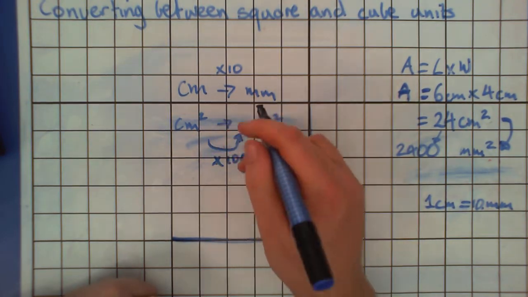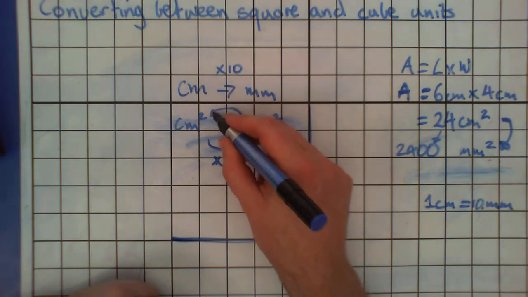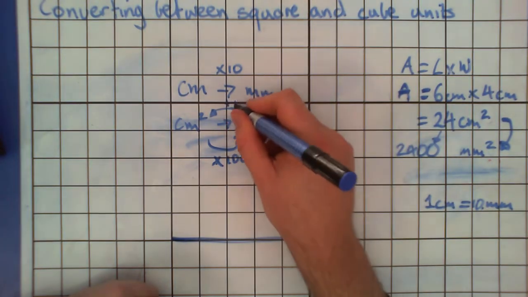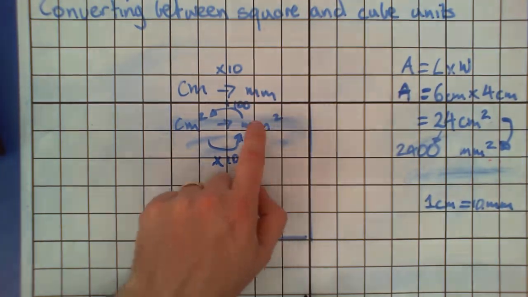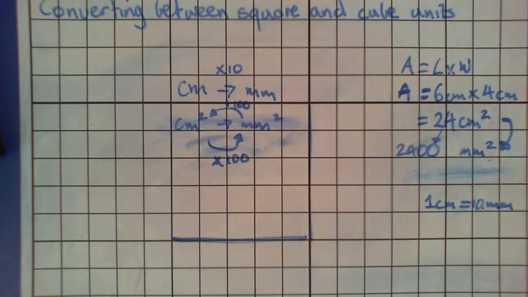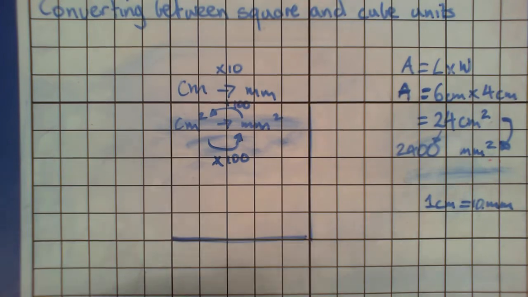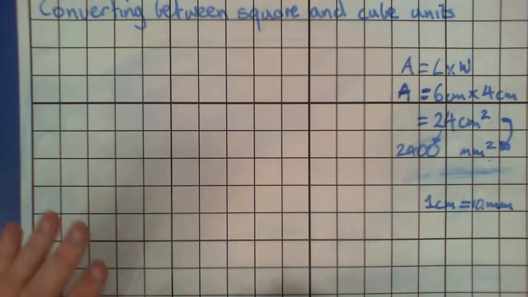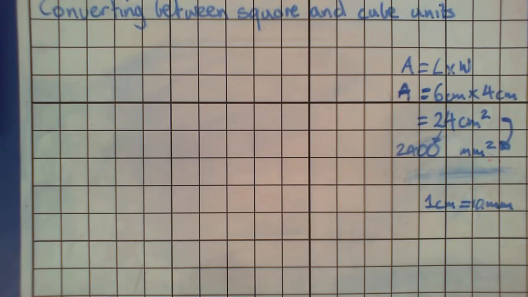And if we're going to go back the other way, we need to divide by 100. If we had millimeters squared and we're converting it to centimeters squared, we need to divide by 100 for the same sort of logic. Okay. Well, let's think about some of our other units now.